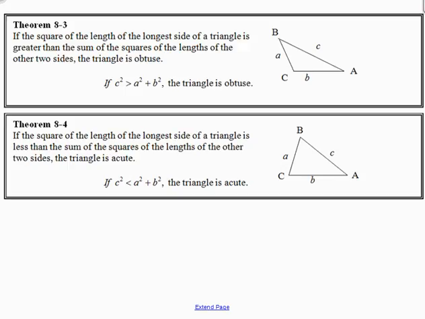Here are some theorems that stem from the Pythagorean theorem. I'm going to go over this more when you see a visual with this, but if you have the legs being smaller than the hypotenuse, so the hypotenuse is larger, this is an obtuse triangle. If your hypotenuse is smaller than the two legs, it creates an acute triangle. So I'll go over that more tomorrow when you can see the visual of that.